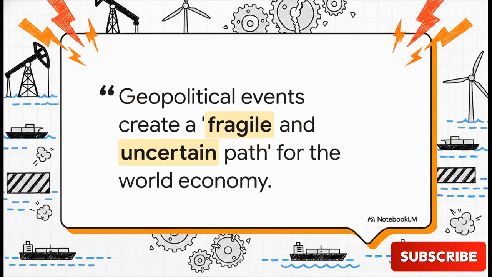And these risks are still very, very much with us. As the IMF warns, current geopolitical events are threatening energy supplies and shipping lanes. These kinds of shocks disrupt growth and create a really fragile, uncertain path for the entire global machine.